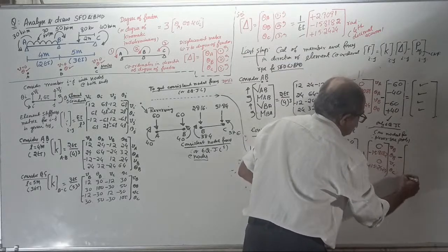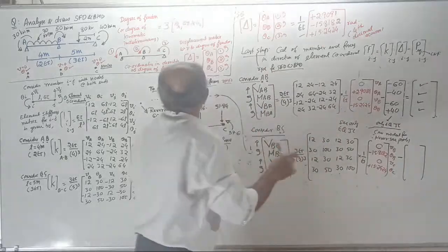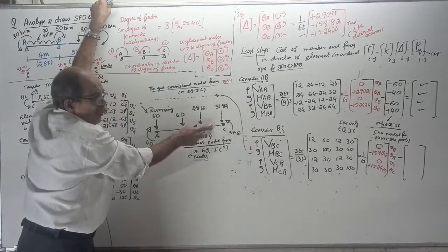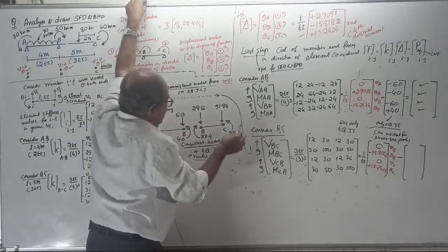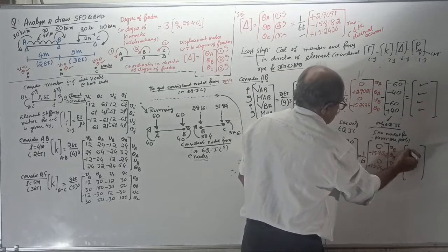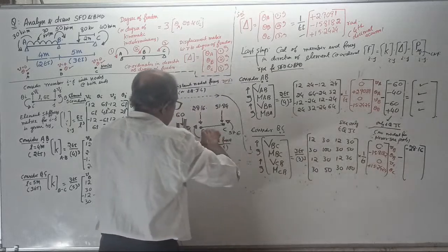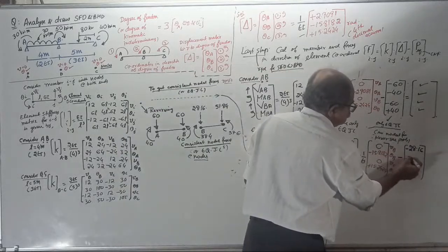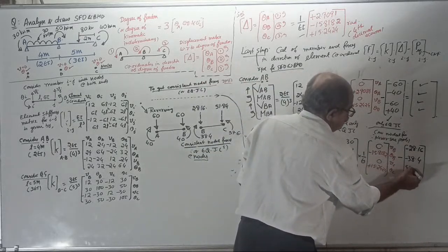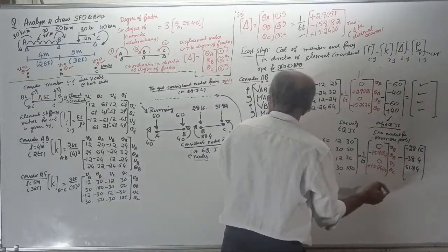Minus equivalent joint load. You should not see those couples. You should see only this diagram. See only this one. Down 28.16. Clockwise 38.4. Down 51.84. Anti-clockwise 57.6.